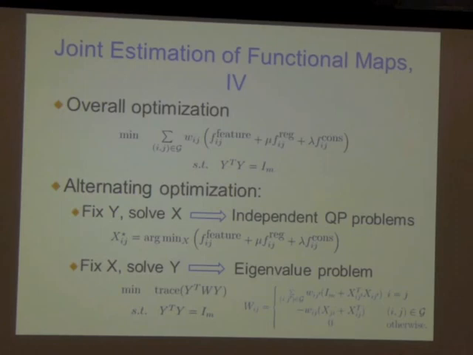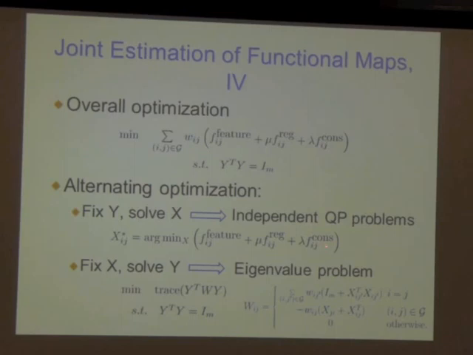Now the sad thing is this is not a convex problem, but in practice it can be solved efficiently using alternating optimization as follows. If you assume that I know the Y maps, the maps to the Platonic object, then solving for the x's becomes just local independent quadratic programming problems. And these are not so big, so these are no problem.